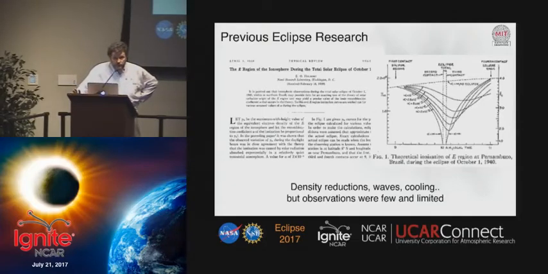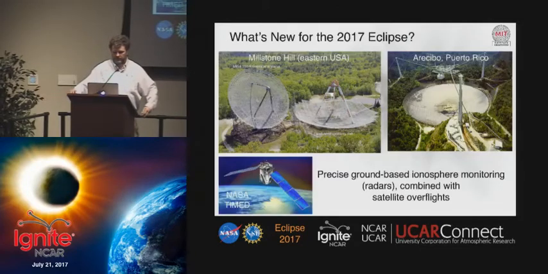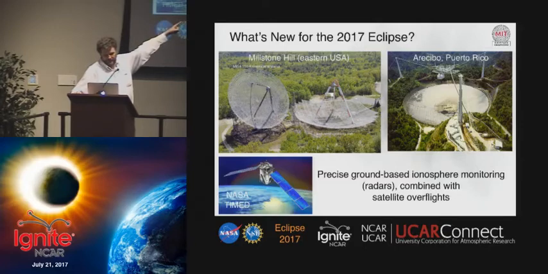It's obviously not the first time that people have looked at the eclipse from the ionosphere. This is an eclipse in 1940 from NRL, but the observations were few and limited. So we learned some things, but we didn't have the global view that we have now with current technology. So we're going to be using, Greg was talking about large radars. Those are large. That's 1,000 feet in diameter.